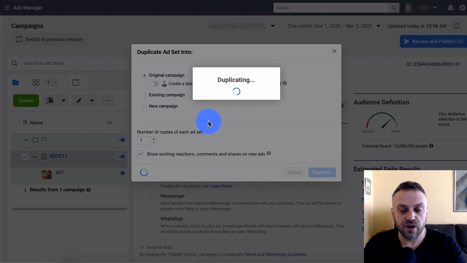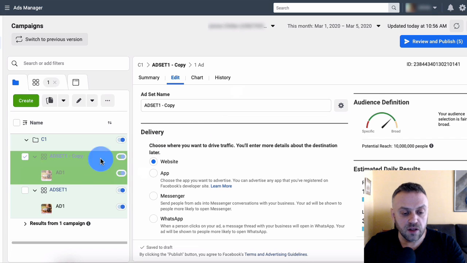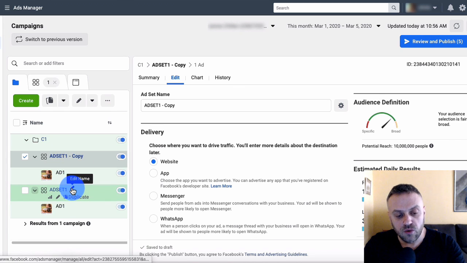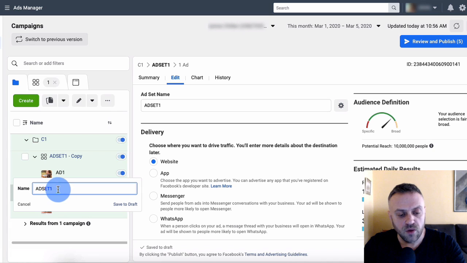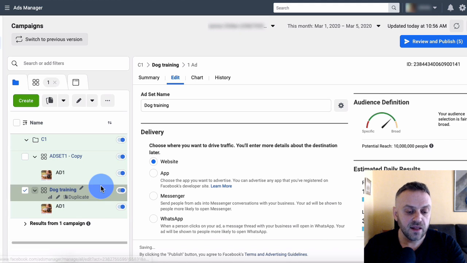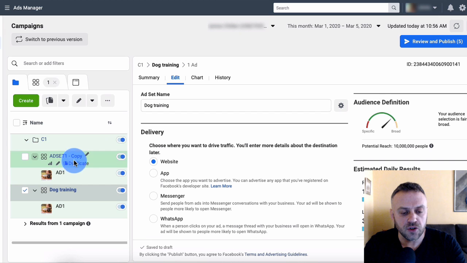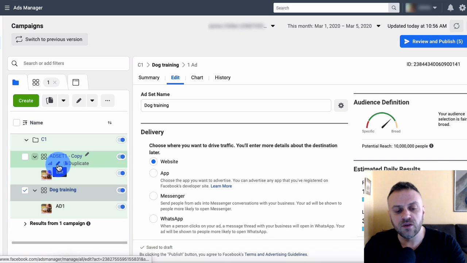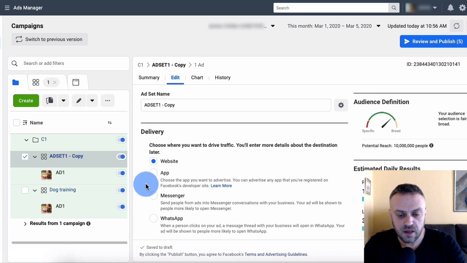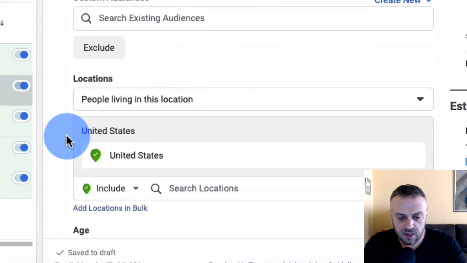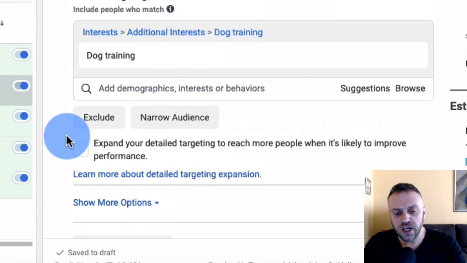So it's very, very important. And what I'm going to do is I'm going to go inside that copy, right? This is the second ad set. And what I want to do is now they're kind of named the same. I want to rename this ad set as dog training, because that's the name of the interest. I basically call my ad sets the name of the interest, because the only thing that really changes is the interest. And what I want to do is I want to go into the second ad set. I want to edit it, and I want to scroll down. Everything is going to be the same, and I want to change the interest.